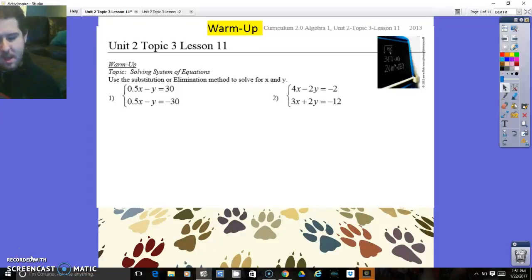This is a lesson about solving inequalities by graphing them. We're going to start off with a system of equations. We're going to use the elimination method in order to solve for x and y.